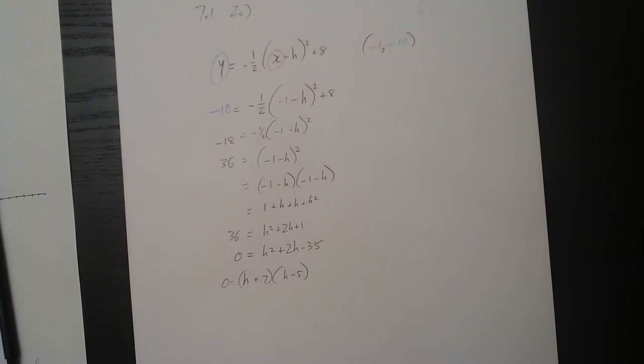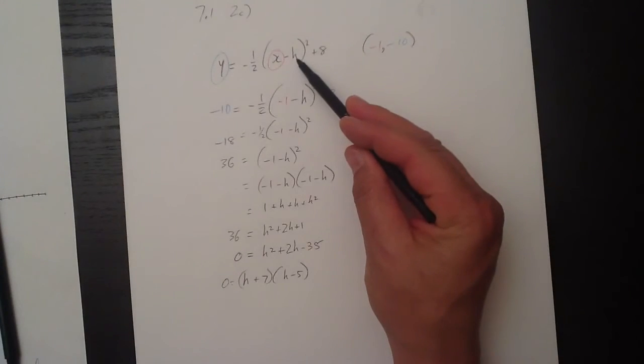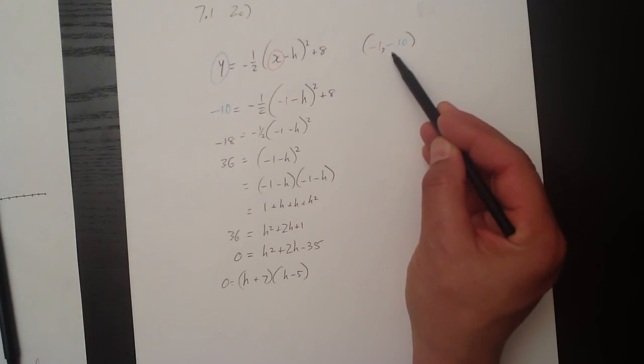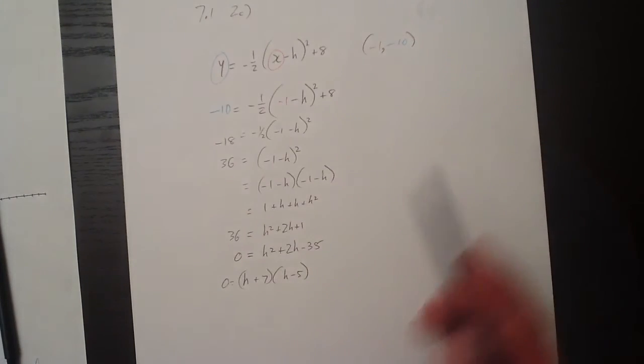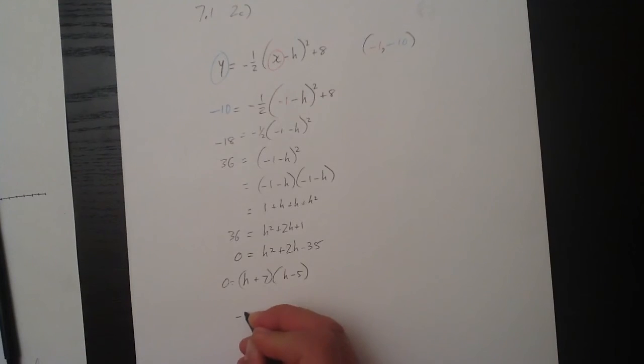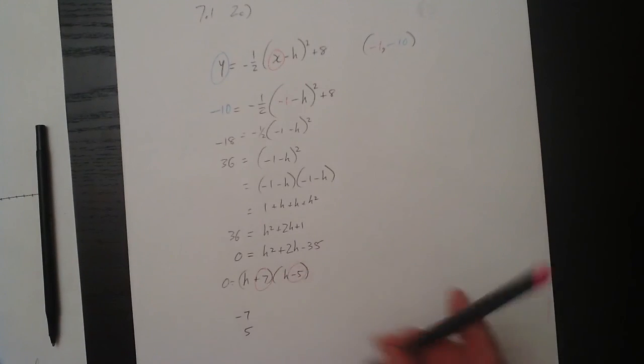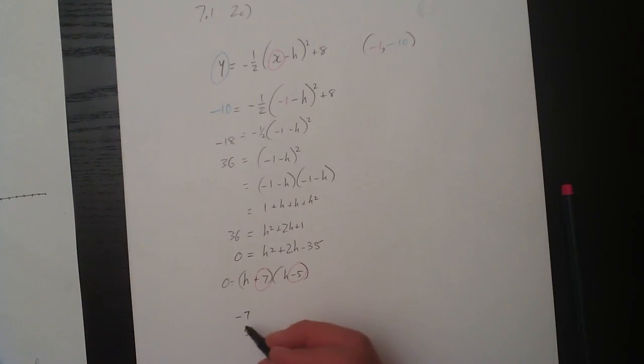And now I have two solutions. Two solutions for h, as I suspected. There are two different numbers that could go into this formula such that -1, -10 is part of the graph. And those answers are -7 and 5, as determined right here. Right? -7 and 5 should be our solution set.